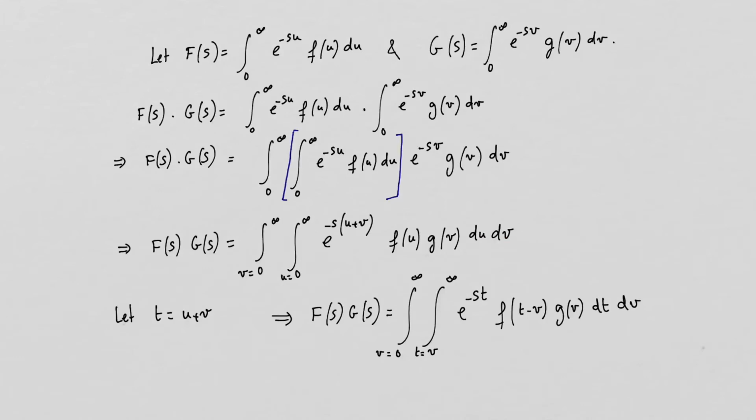Now, I'm going to let t be u plus v. So it's easy to recognize that this is e to the negative st. I'm going to leave v alone, but I'm going to replace the letter u by t minus v. Okay, u is t minus v. So this is f of t minus v, g of v. I like v, so we're going to keep v. I could have kept u, but I decided to keep v. du is dt, that doesn't change. And dv remains.